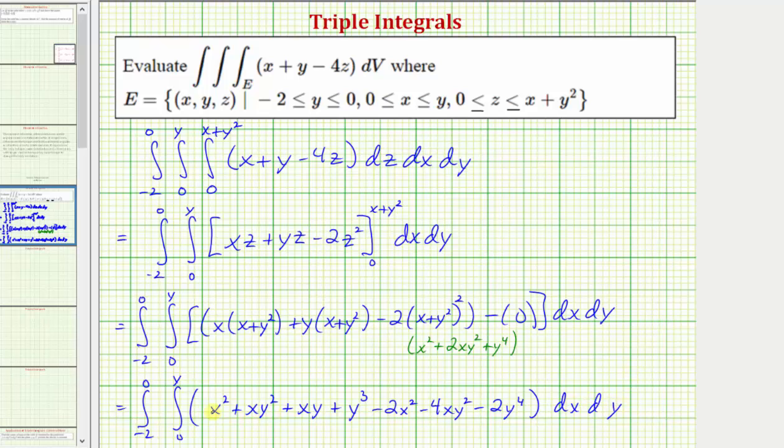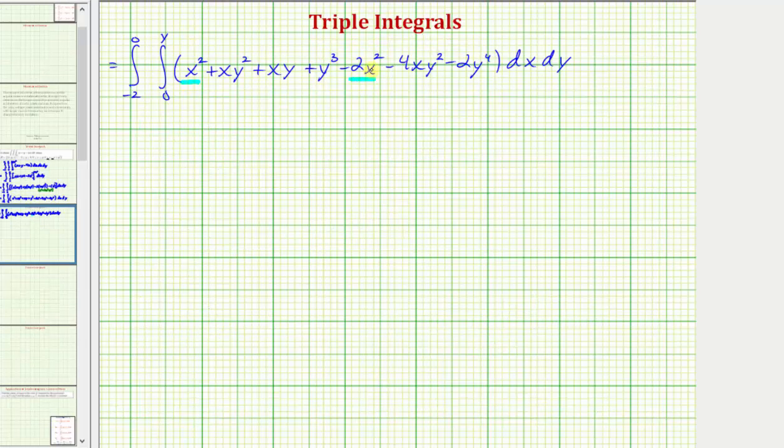And now we'll simplify here by combining like terms. So we have 2 x squared terms. We also have 2 xy squared terms. So the simplified integrand function is going to be -x squared, and then minus 3xy squared, and the other terms remain the same, so we have plus xy plus y cubed minus 2y to the fourth.